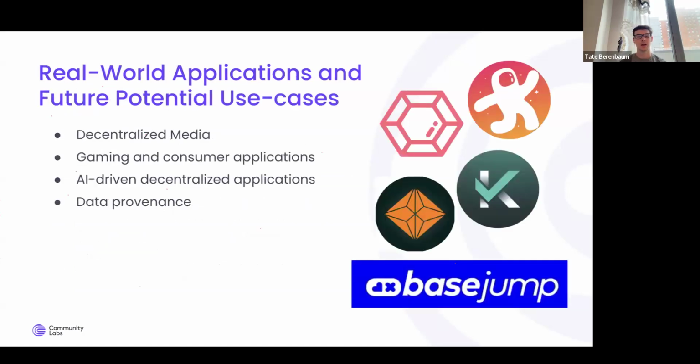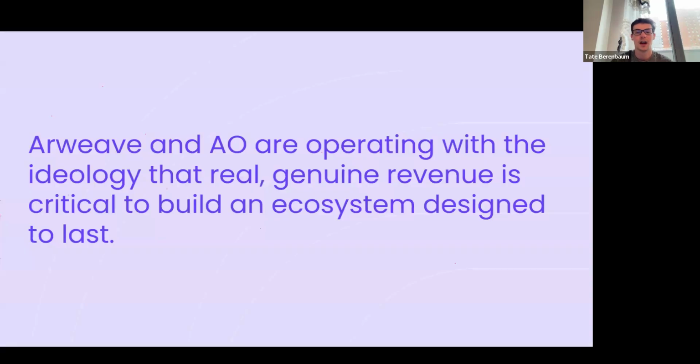And yeah, it enables a lot of real world applications and future potential use cases as well. So I won't talk too much about this. I feel like I'm going on now, shilling Arweave and AO too much, but I really do believe in the stack and have spent the last quarter of my life building it. So excited about that too.